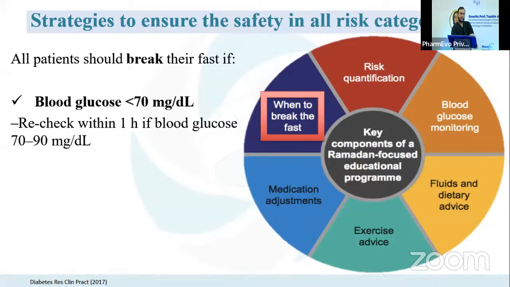If blood glucose levels are more than 300, again, they should break their fast. And if symptoms of hypo or hyperglycemia or acute illness occur, then they should break their fast for safety concerns.